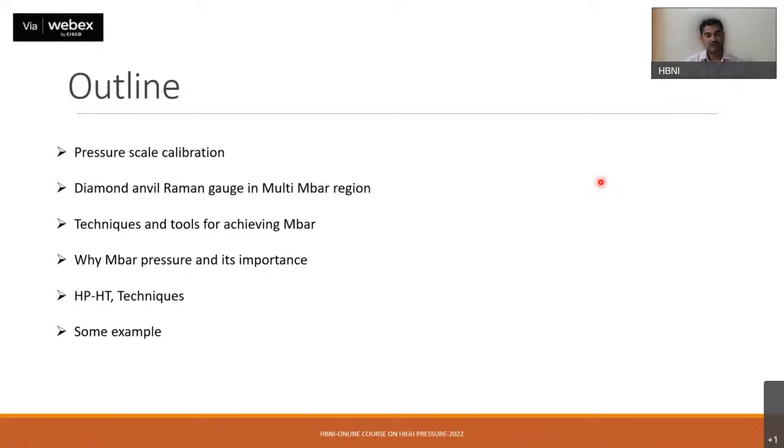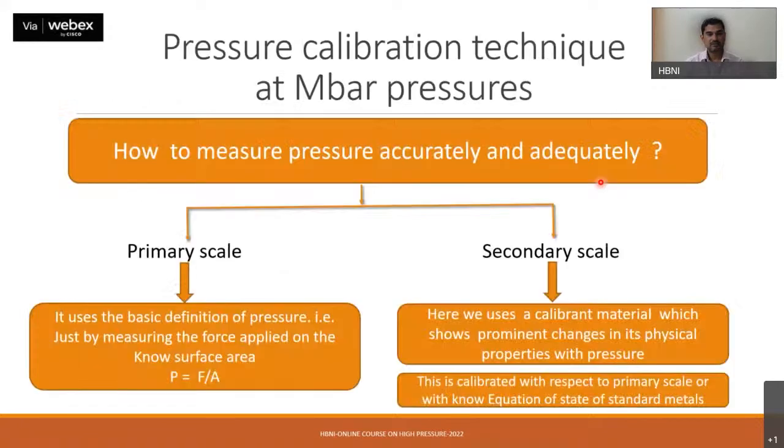And then I will start high pressure and high temperature. Here I will try to give the flavor of, if we include another thermodynamic variable, temperature, with pressure simultaneously, what kind of science and what kind of techniques we require. And I will try to give some examples for that. So let us start with the pressure scale calibration.